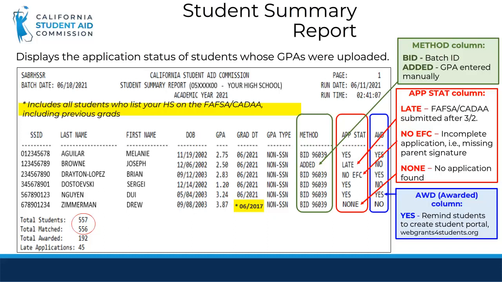The late indicator is useful if students ask why they weren't awarded the Cal Grant, but is also a great reminder to still submit a financial aid application so they don't miss out on any other aid. The report can also be used to identify awarded students in the AWD column. At the bottom of the report, the record count offers a detailed breakdown of total students, matched records, number awarded, and late applications. This school did a great job. They matched all but one of the GPAs.